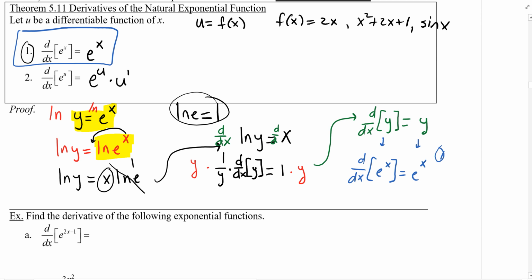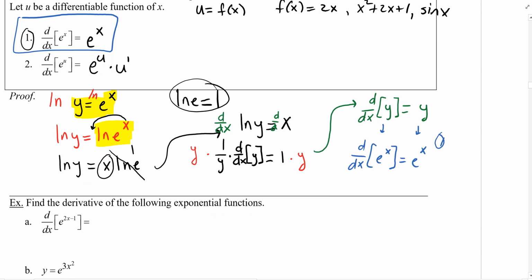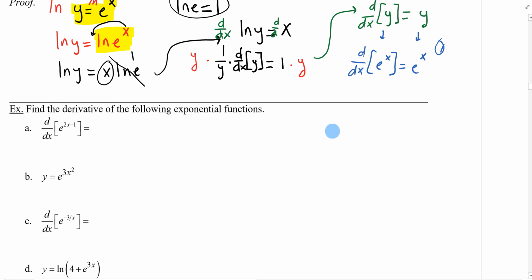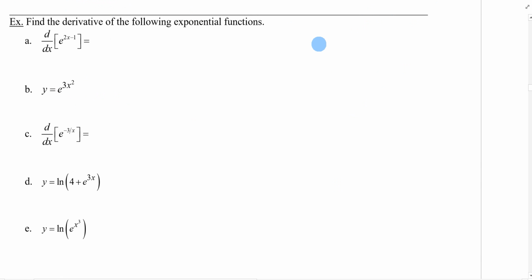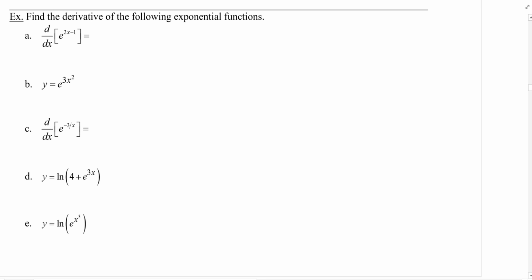So something pretty cool that I'll be sharing with you guys: some proofs that may seem appropriate in calculus, but not all proofs. So let's go ahead and talk about the derivatives for the following examples. Find the derivative for the following exponential functions.